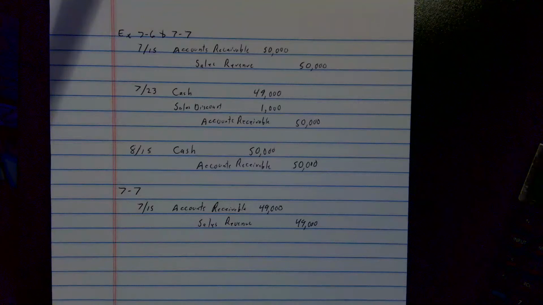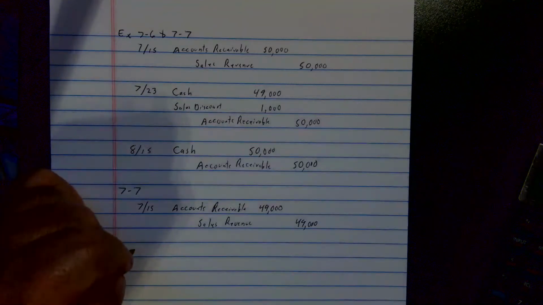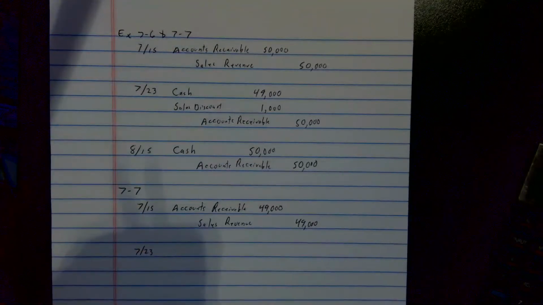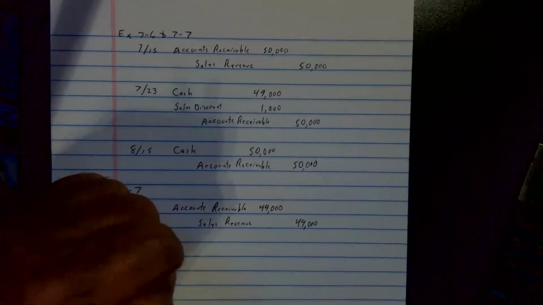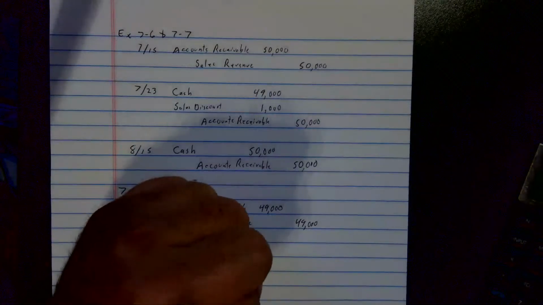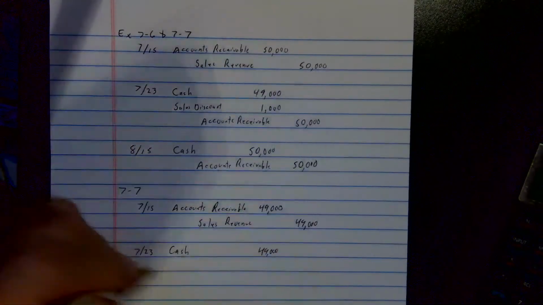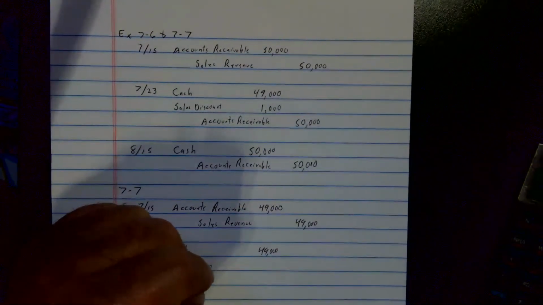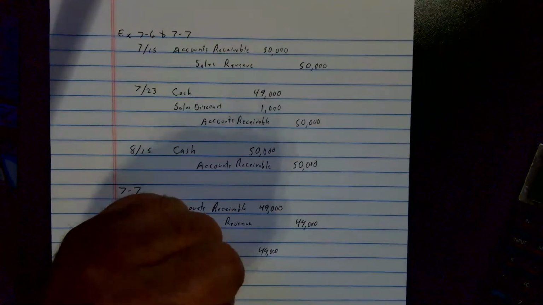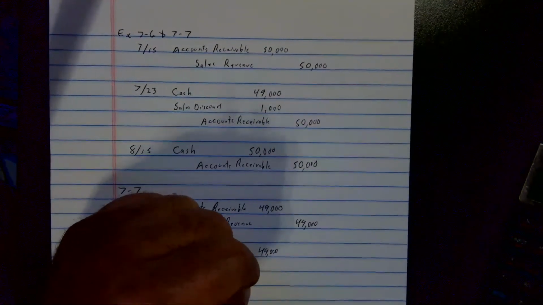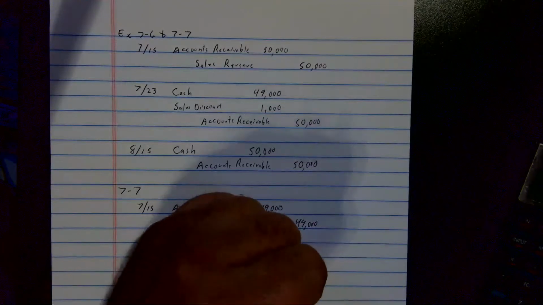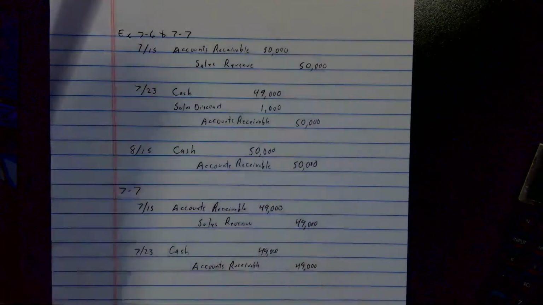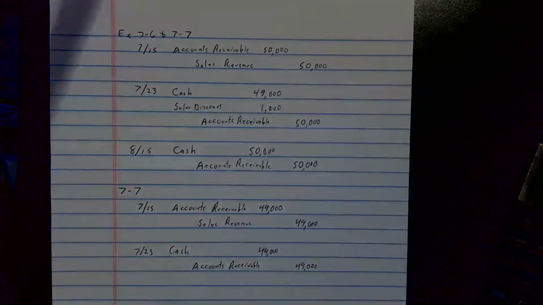Then on the 23rd, if they pay within the discount period, our entry will be cash for $49,000, and we're going to write off the accounts receivable for $49,000. Okay, so that works that way.